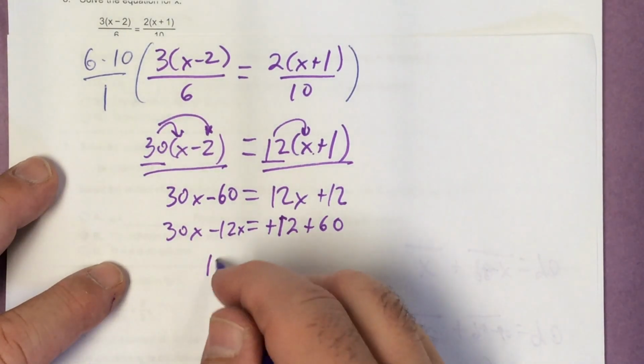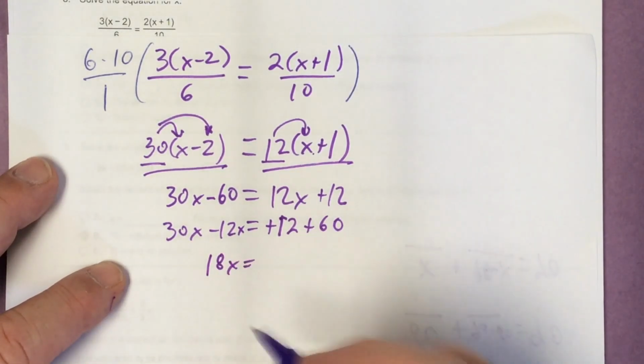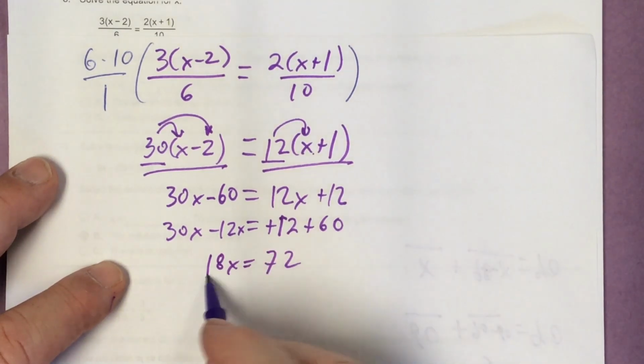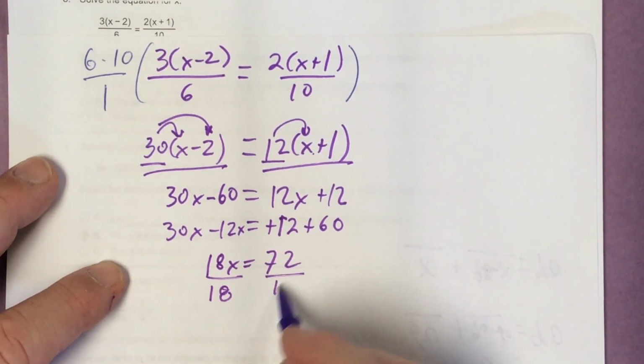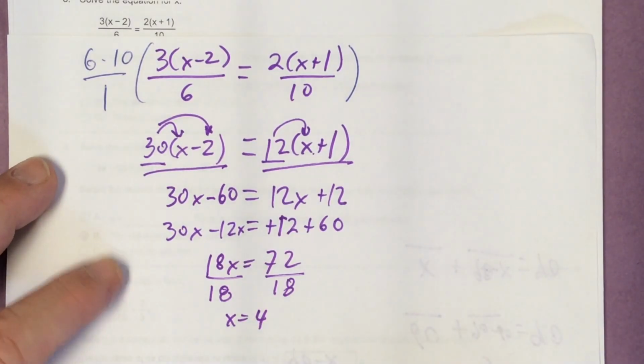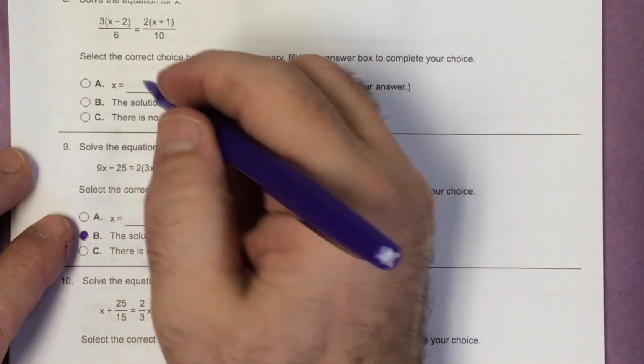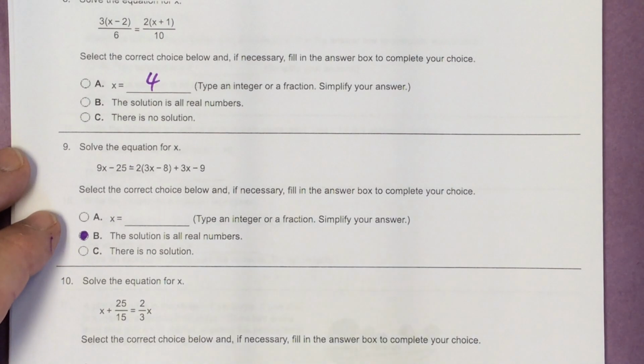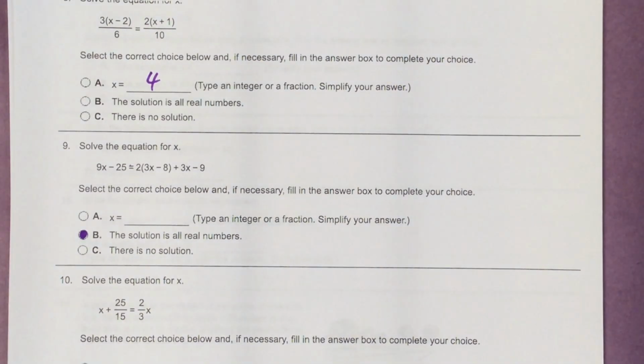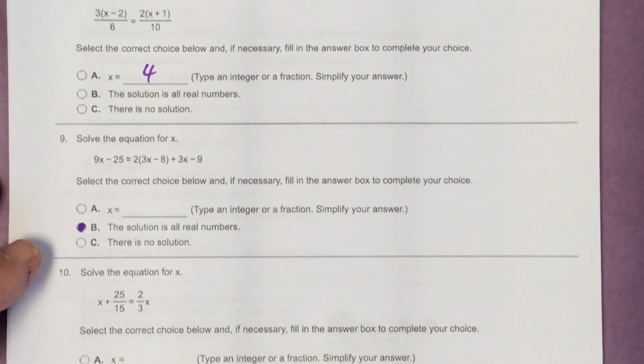30 minus 12, that gives me 18x. 12 plus 60 is 72. If I divide both sides by 18, x is going to equal 4. And that is going to be the final answer for question 8. Now, you're not going to see this exact question in your homework, but you are going to see a question similar to it. Okay.